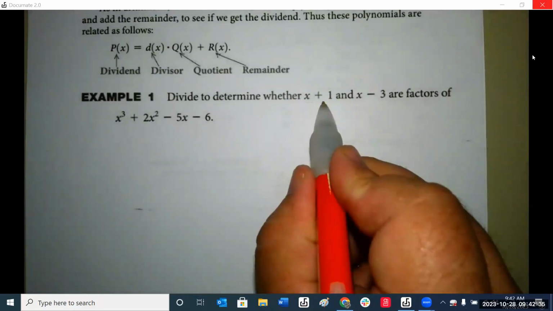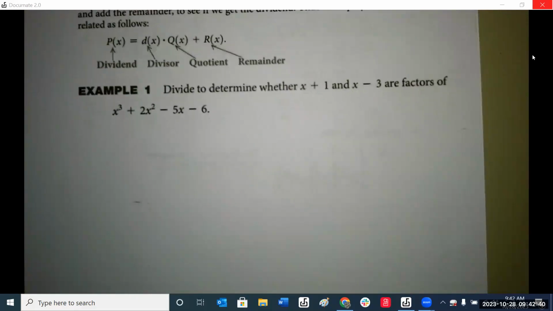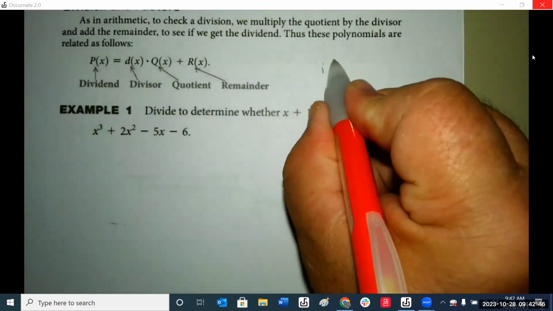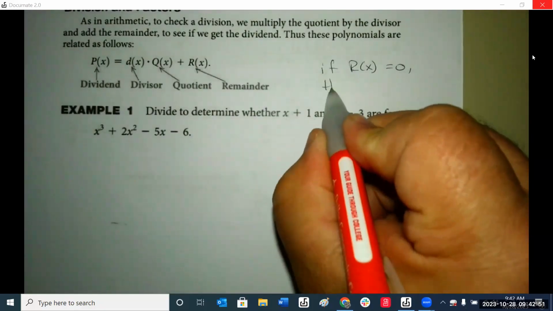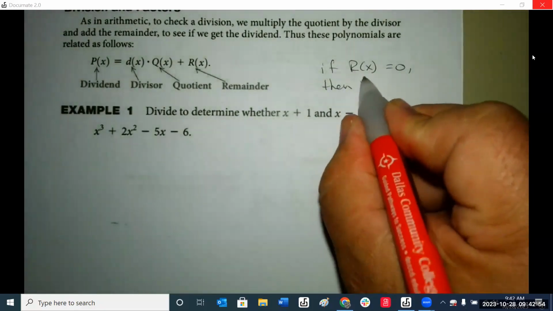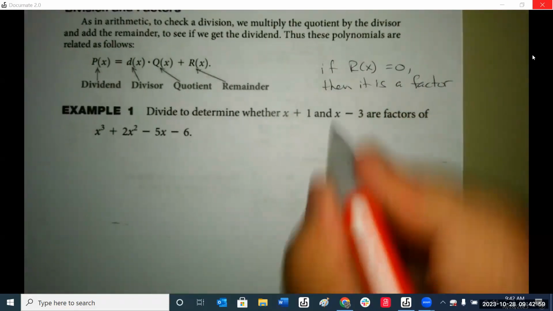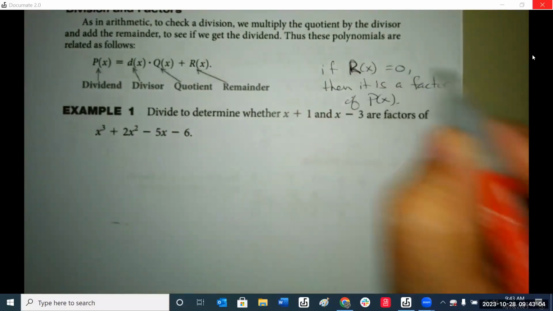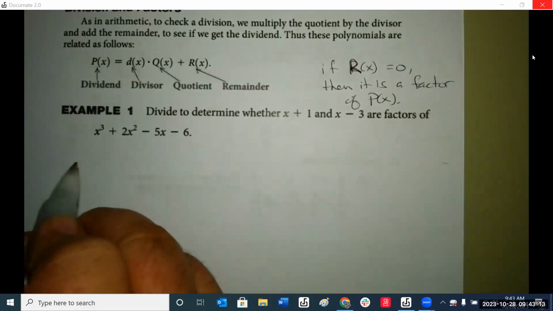Divide to determine whether x plus 1 and x plus 3 are factors of this. Now, what we're looking for here is this. If the remainder is 0, then it is a factor of the polynomial. If the remainder is 0, then it is a factor. If not, then no. So let's look at this. Let's do the first one.